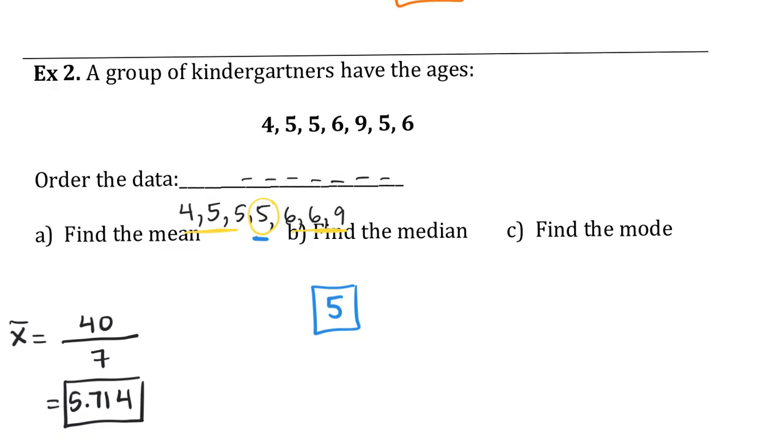The mode is the most repeated number. The most repeated number is 5 because it's repeated 3 times. So B and C have the same answer, but for different reasons.